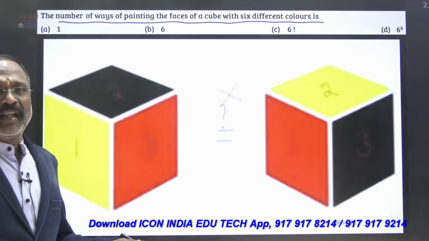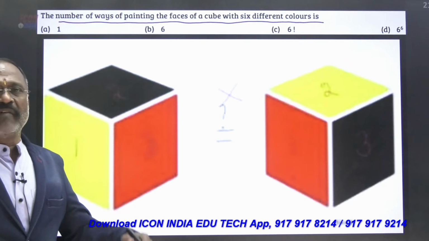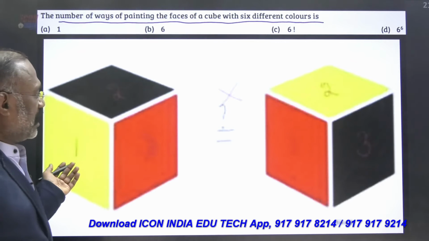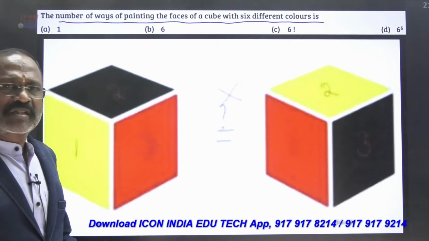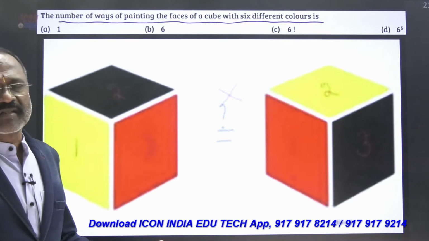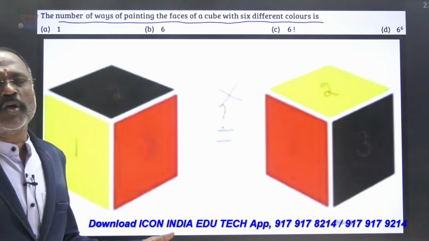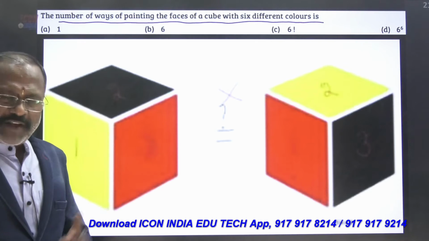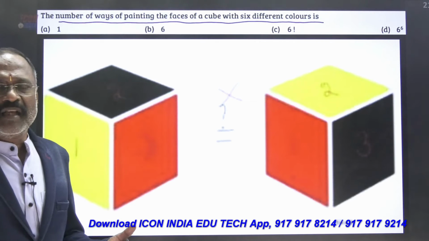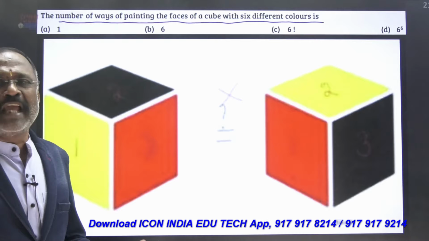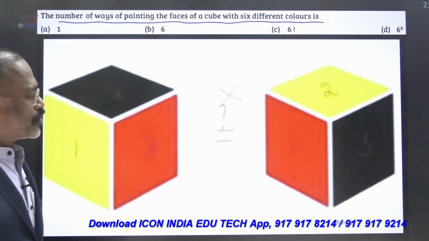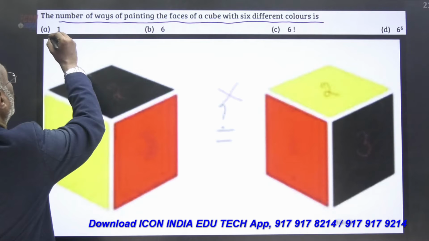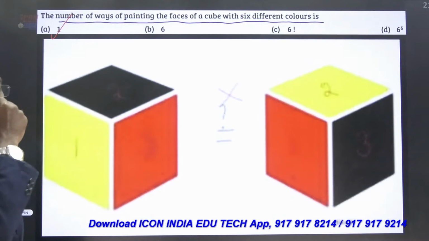And they are all of equal area. The surface area of each face is equal. And hence, that makes no difference in painting 6 colors on 6 different faces of a cube when there are no numbers given to the faces, or we can say there is no special recognition to any face. All faces are to be treated the same. So the answer is only one here. It can be painted in only one way.